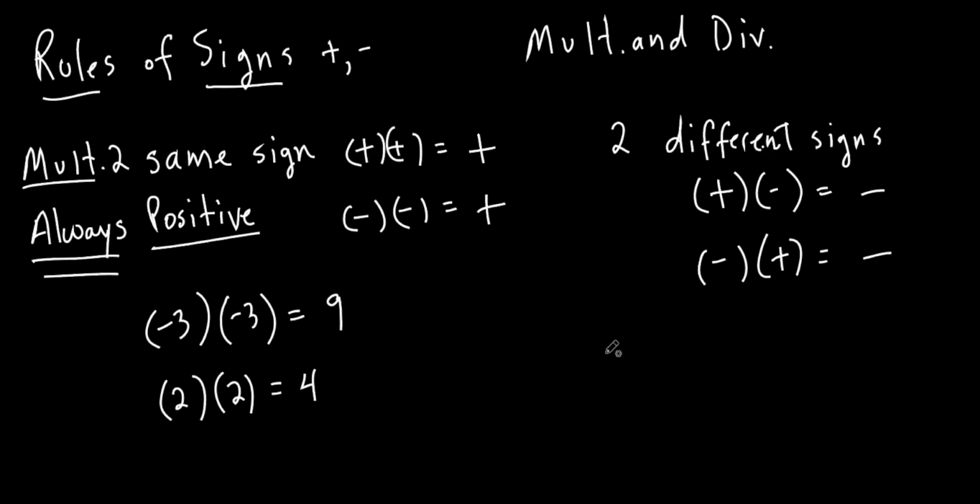So let's do a couple problems. Negative 3 times positive 5. That's negative 15 because I got two different signs.